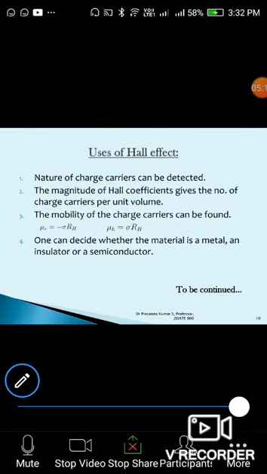Coming to its uses, the Hall effect is used in finding the nature of charges, and the magnitude of the Hall coefficient gives us the number of charge carriers per unit volume. It is used to find the mobility of the charges, with respect to electrons and holes, and we can decide whether the material under investigation is a metal, an insulator, or a semiconductor. This is possible.